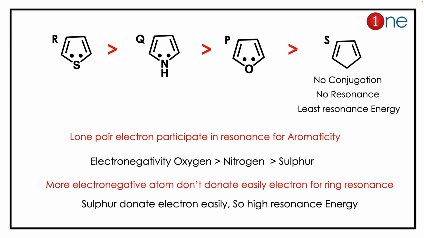Here the first 3 compounds are aromatic, definitely stabilized by resonance energy. If you look at S, there is no conjugation, no resonance, so it has the least resonance energy. The competition is really between the first 3: R, Q, P.